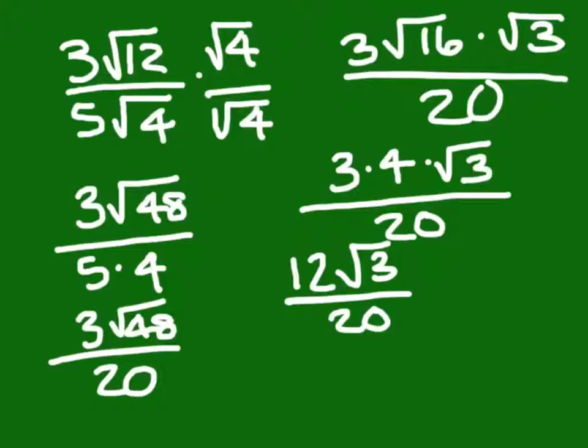And now we look to see if anything goes into both 12 and 20, and 4 happens to go into both of those. So 12 divided by 4 is 3. We keep the radical 3. And 20 divided by 4 is 5. So your final answer will be 3 radical 3 all over 5.